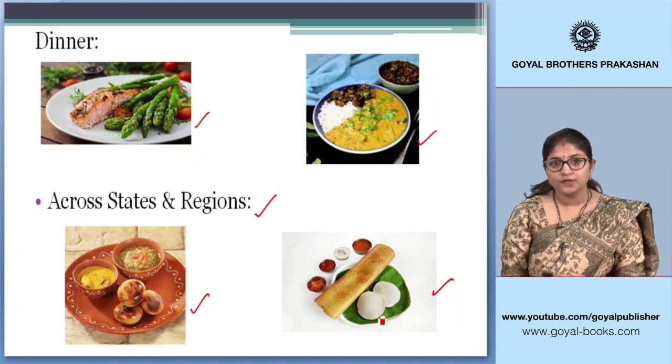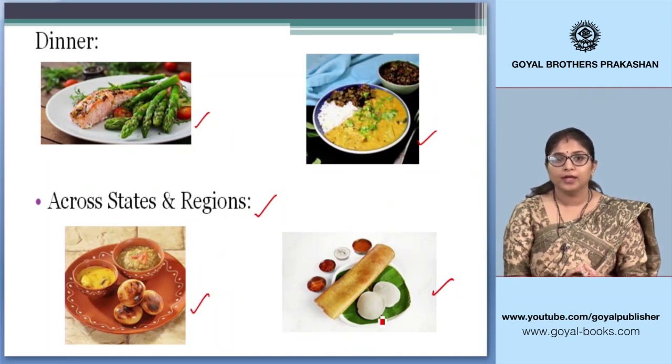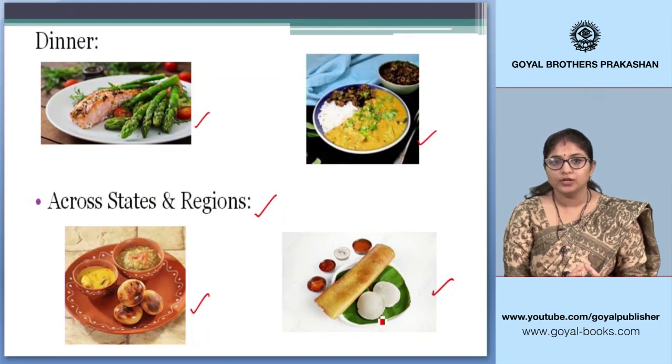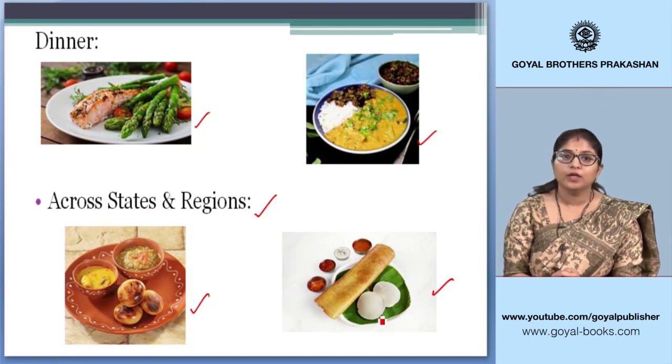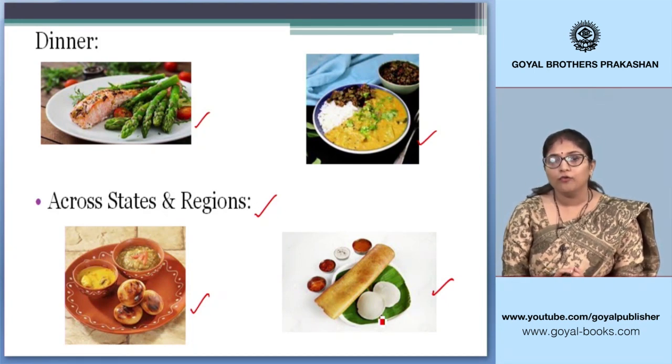Food also changes according to the religion. Now, some of the religions may mainly eat non-vegetarian food, whereas some of the religions may mainly rely on vegetarian foods. So, in this way, you can see that the variety of the food that we have is vast.